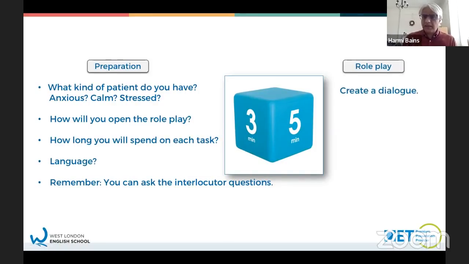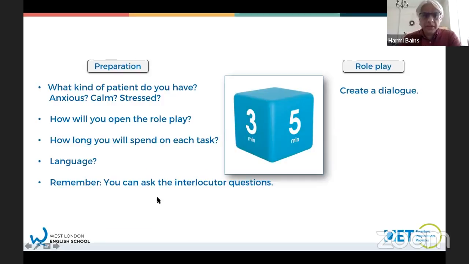And this is a 5-minute dialogue. This is really important because it's not you speaking for 5 minutes. That's not what the OET examiners want. They want a patient-centered approach. And what that involves is a dialogue.